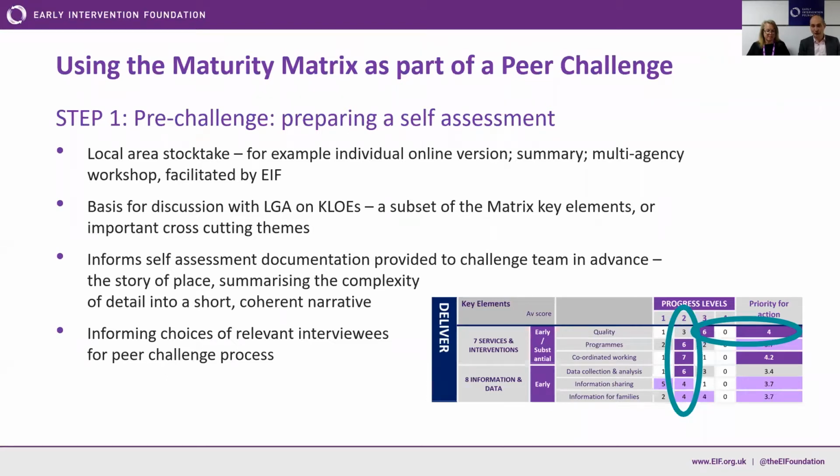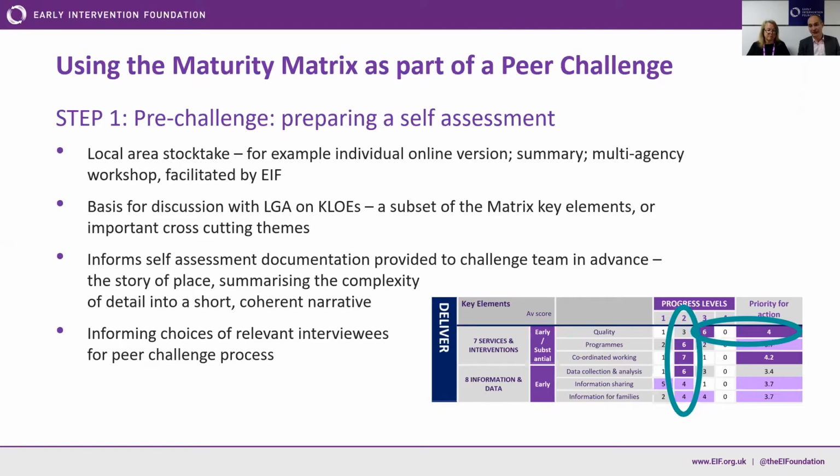So they may choose a subset of the matrix key elements to be their key lines of inquiry, or indeed to use a different set of terms that capture the important cross-cutting themes to them but have been informed by their work on the matrix. You can see the graphic at the bottom of this slide, which is taken from a summary report that we provide to local areas of their individual responses to the matrix. What it shows here is the numbers in the progress level are essentially people who have picked each progress level, and the darker the color, the more people chose that level.